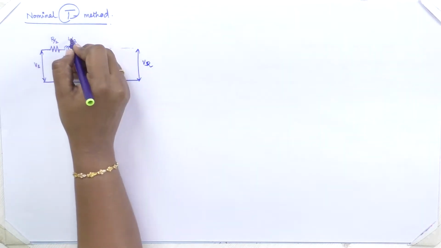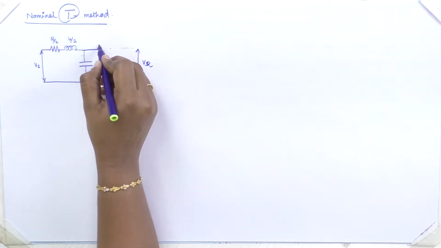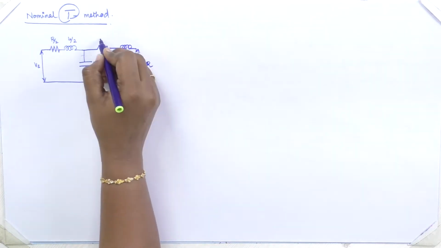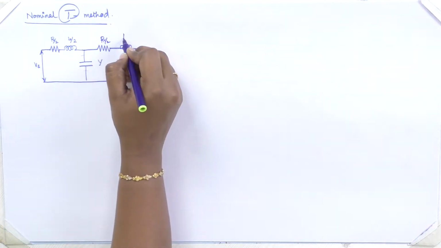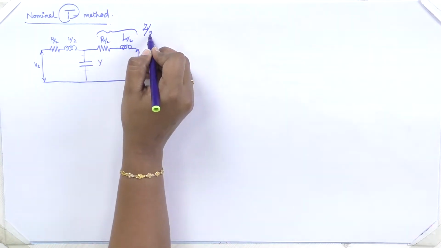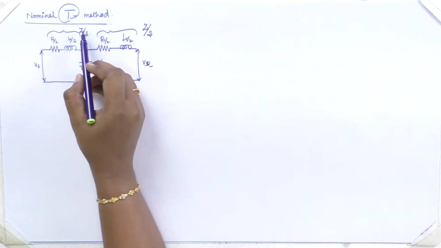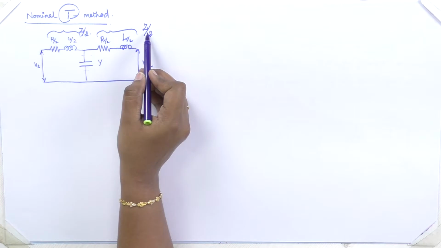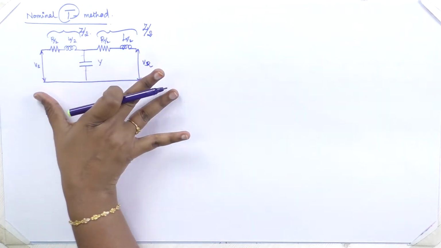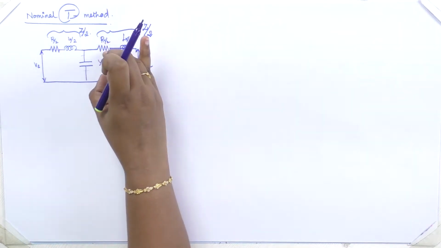Nearer to the sending end I will denote them with s, Rs by 2 and Ls by 2. Similarly, this is Rr by 2 and Lr by 2. The whole I can call Z by 2, where Z is equal to R plus jX. That is, the whole impedance is divided into two, and in the middle of the transmission line I am placing the capacitance.